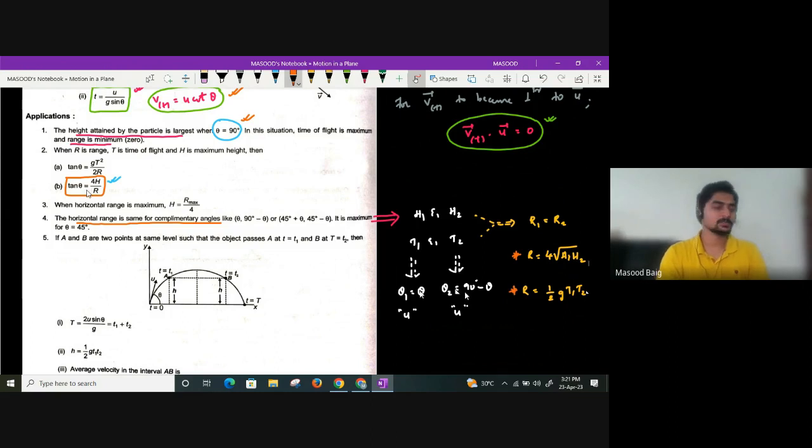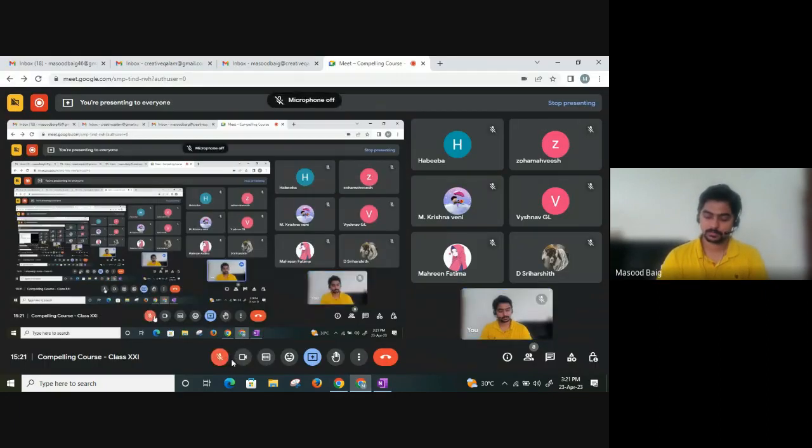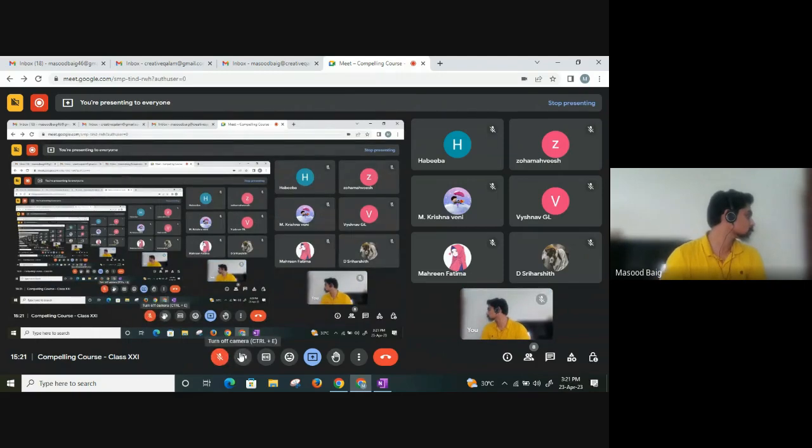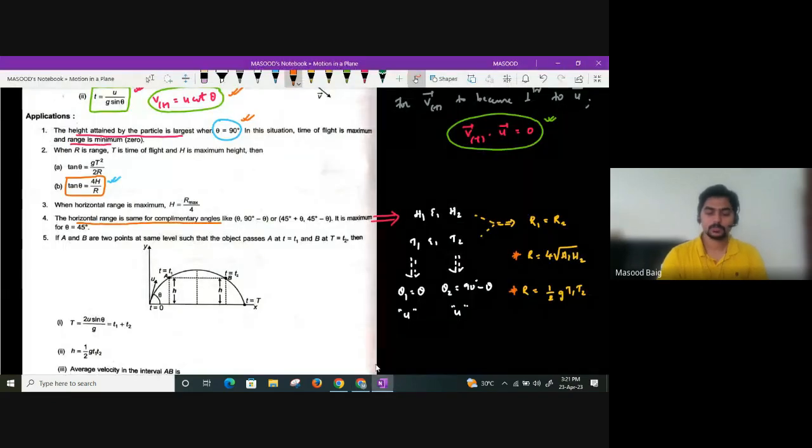Relation between maximum height and range: R tan theta value will be equal to 4h. And range will be same for complementary angles of projection, right? What is the meaning of complementary angles? Sum of both the angles should be 90 degrees.